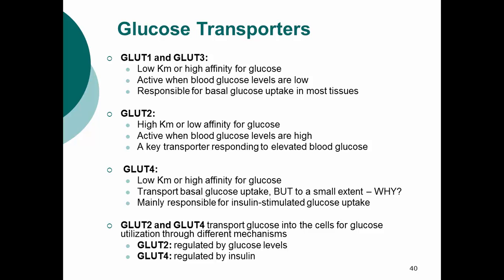And GLUT4 has a low Km, high affinity for glucose. And GLUT4 is a little bit different from the other types of transporters because it responds to insulin, right? So only when insulin level is high is GLUT4 translocated, right? When we don't have a high insulin level, the majority of the glucose transporters just stay inside of the cell. And only when we have high insulin can it stimulate GLUT4 translocation to the cell surface. So again, GLUT4 is mainly responsible for insulin-stimulated glucose uptake, right?